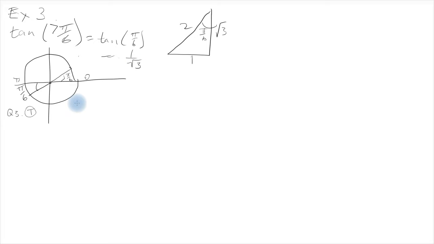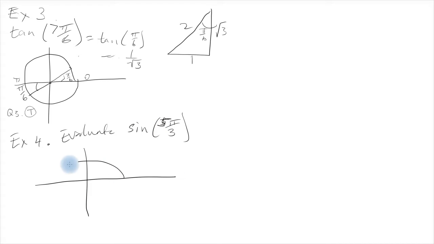Okay, so another example, example 4. We want to evaluate sine 5 pi on 3. Okay, same sort of idea. Draw a bad unit circle. My unit circles seem to be getting worse, but you get the idea. So this is just to help my brain think a little bit.